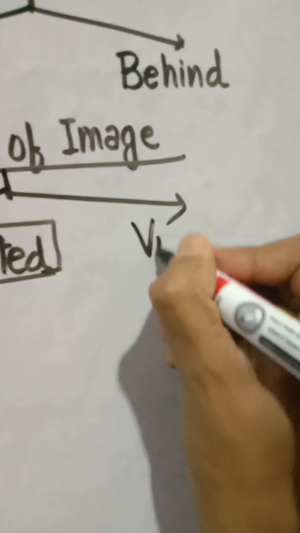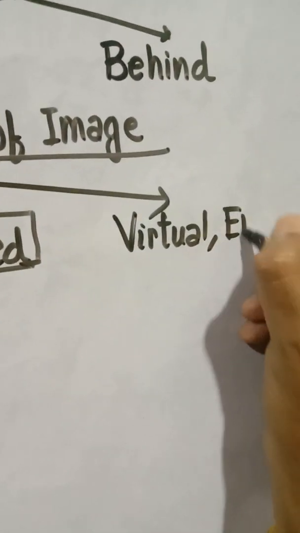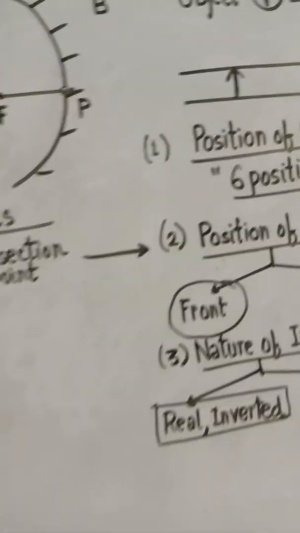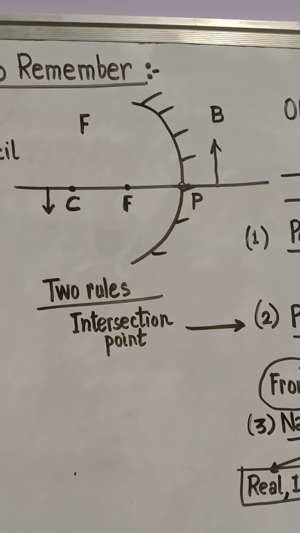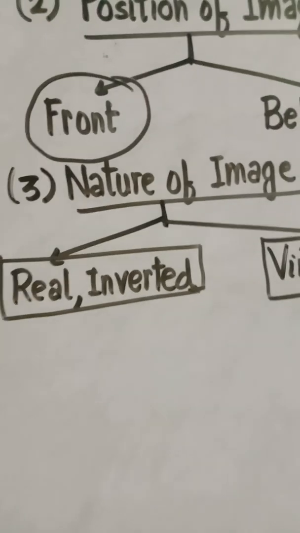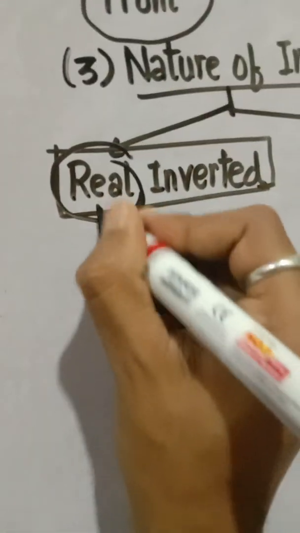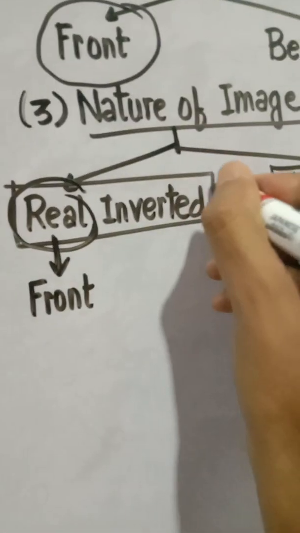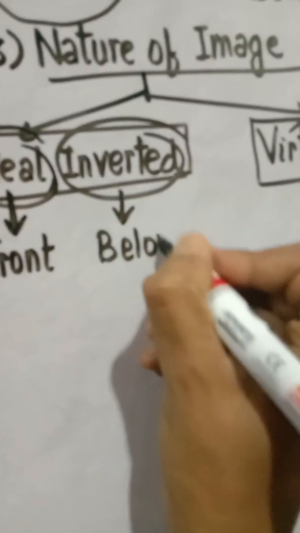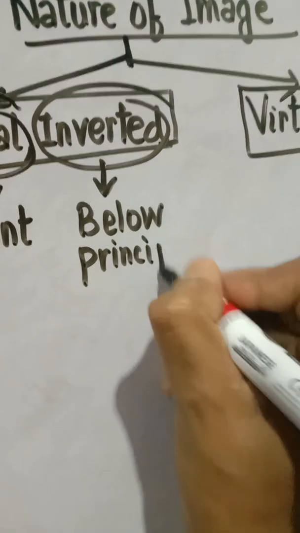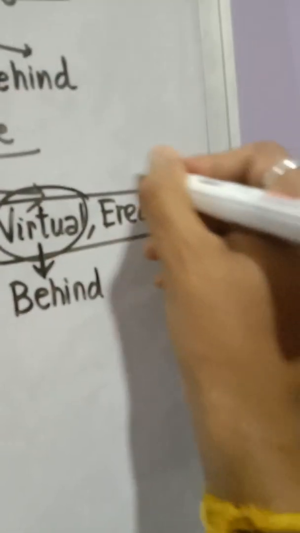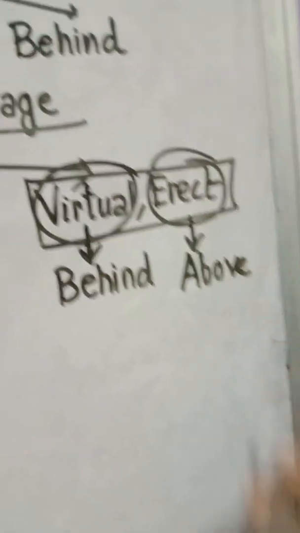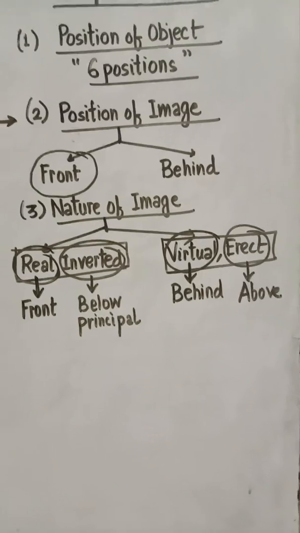On the other hand, if it is coming behind, then it is virtual and erect. That means if this is my principal axis, and the image is coming like this above the principal axis, that is virtual and erect. So what do real and inverted mean? Real means in front of the mirror and inverted means below the principal axis. The image will be formed below the principal axis. Similarly, virtual means behind the mirror and erect means above the principal axis. So this is about the nature of the image.